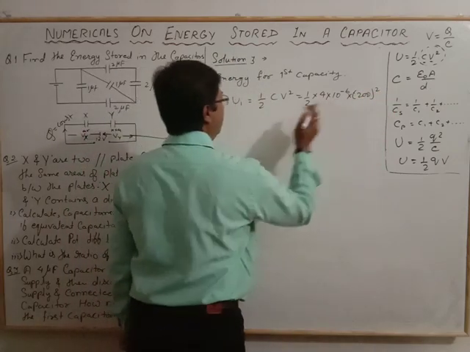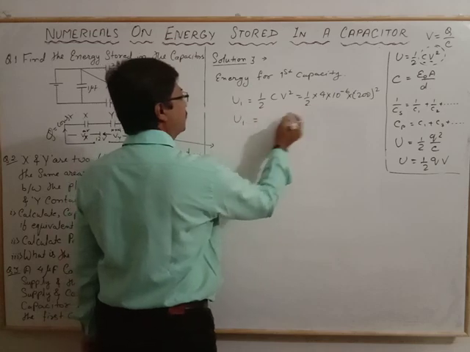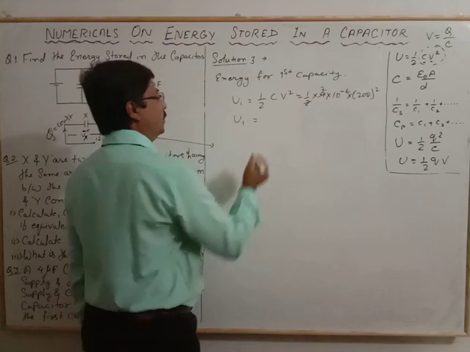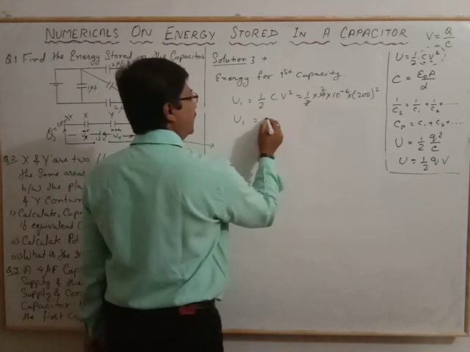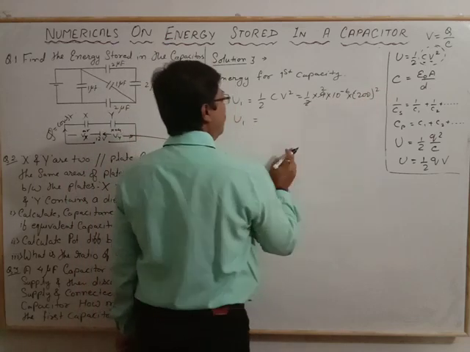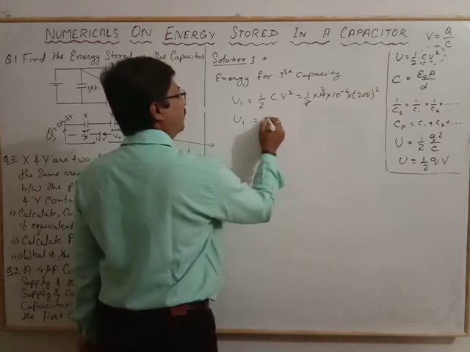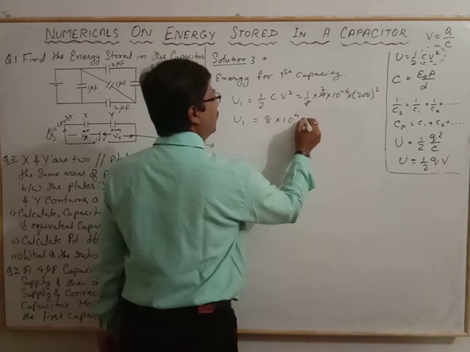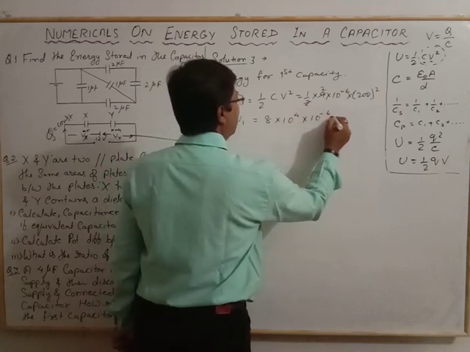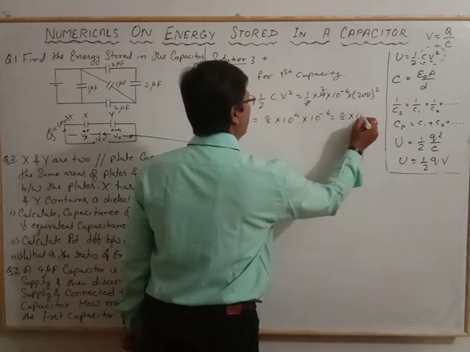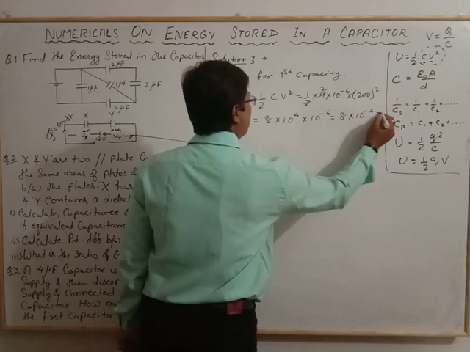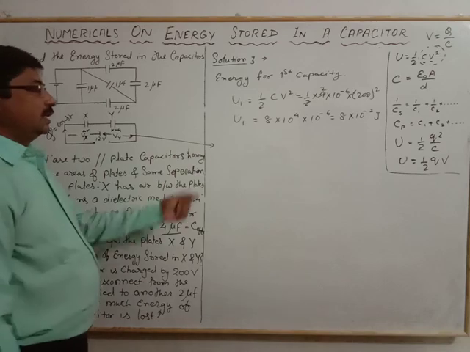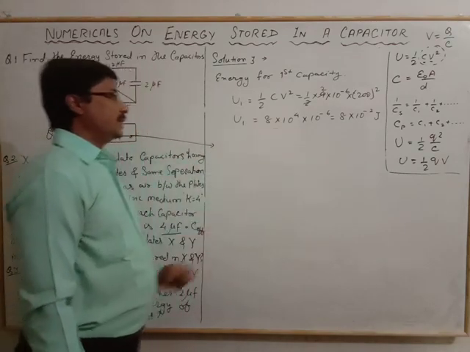So in this relation we have U1 equal to, cancelling this one, this becomes 2. So the relation is 8 into 10 to the power 4 into 10 to the power minus 6, that becomes 8 into 10 to the power minus 2 joule. That much is the energy for the first capacitor, or the energy stored by the single capacitor.